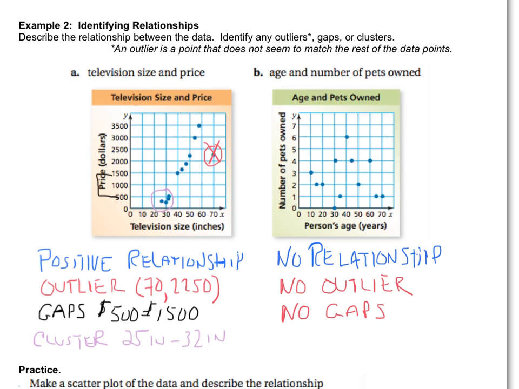When I look at clusters, again, in my opinion, there are no clusters as well. There are only 2 points that are close together in 2 different spots, and to me, a cluster is more like 3 or more points in an area. So these are only 2, these are only 2, so I would say there are no clusters in this graph.